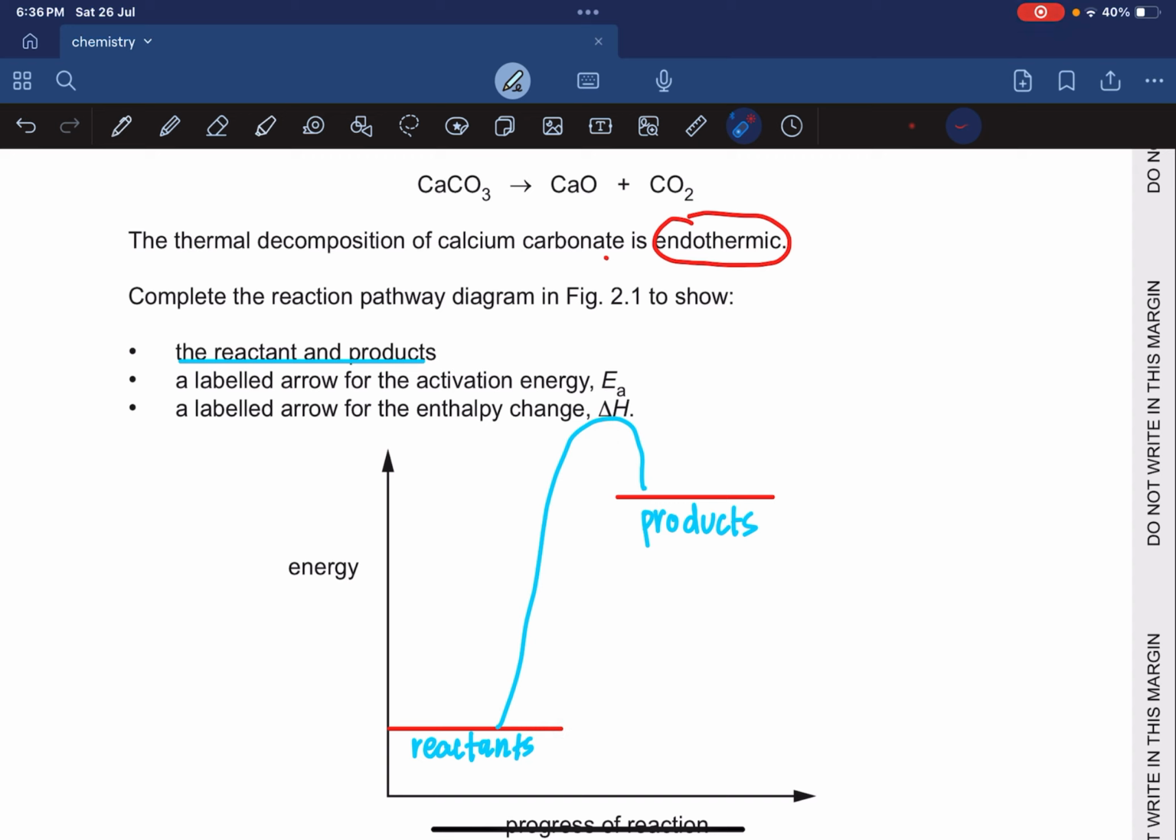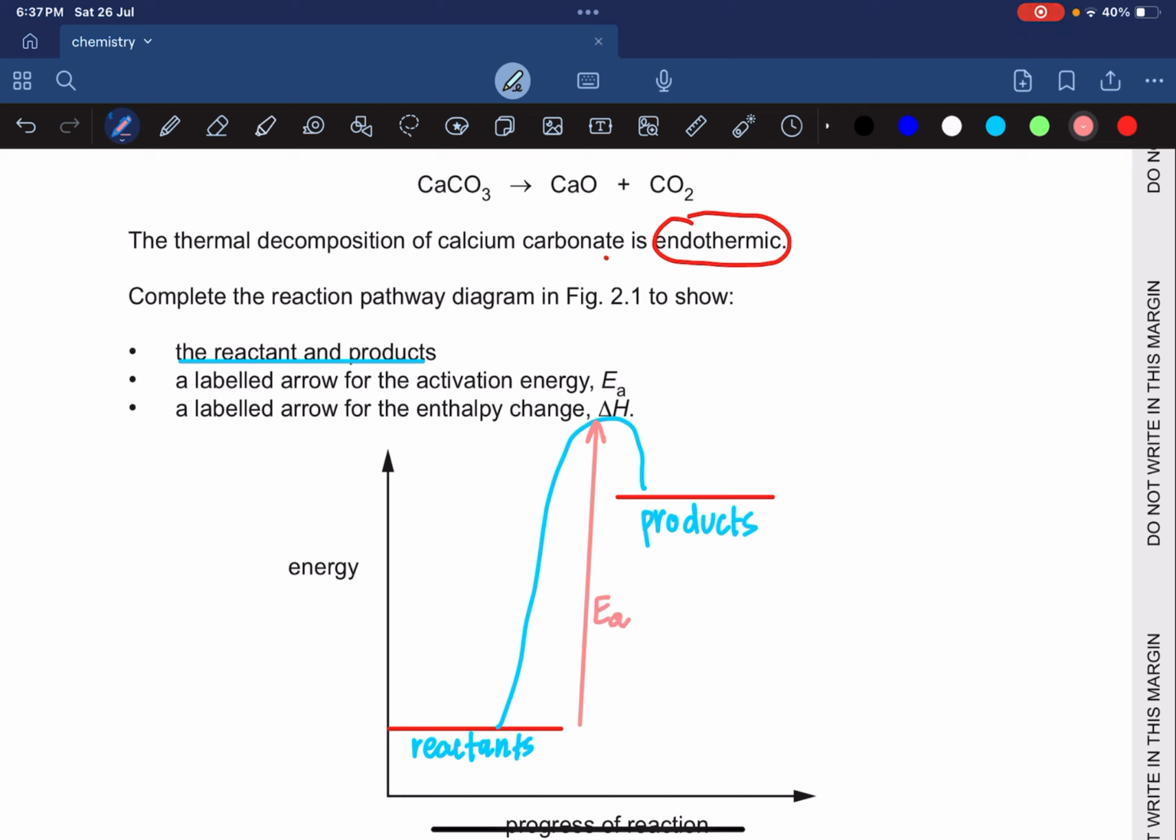In an exo as well, when the reactants are going to be above, it's going to be from the reactants to the top of your energy hump. So it's going to be from the reactants to the top of the energy hump, something like this. And you're going to label it EA, which means activation energy.